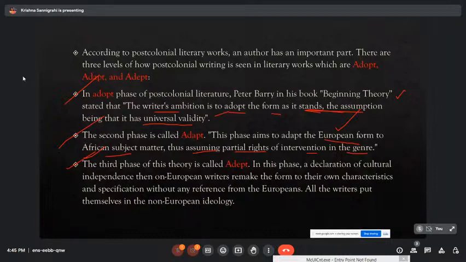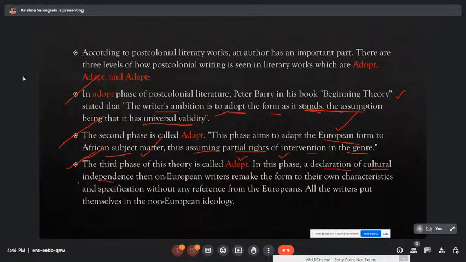You are adapting. So slowly trying to use the European form in order to adapt to the subject matter which is African. So African is an example. It can be any other of the colonies of the European power, thus assuming what? Partial rights of intervention in the genre. However, in the final phase, that is the adapt phase, there is what? A declaration of cultural independence.